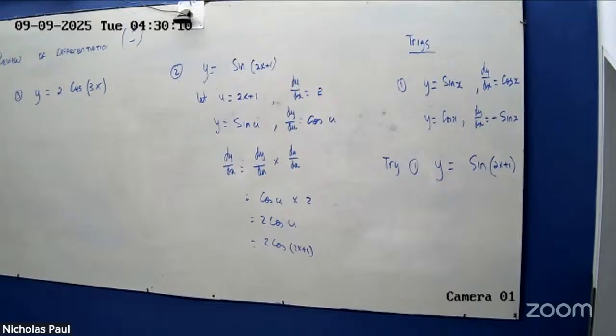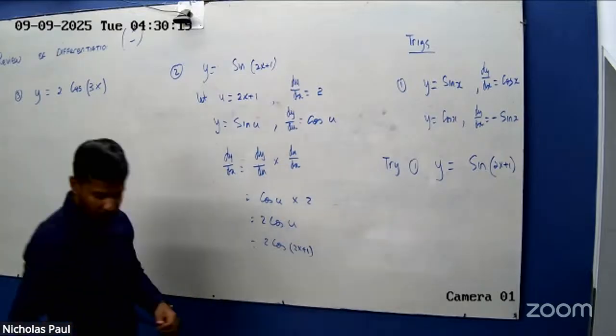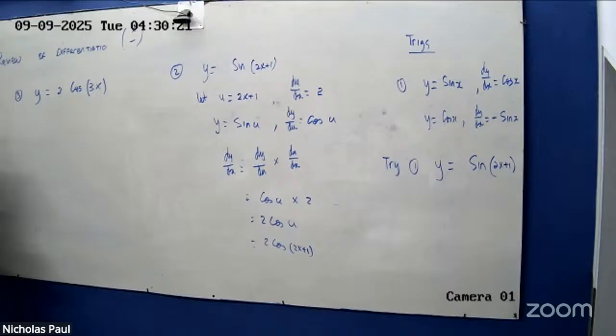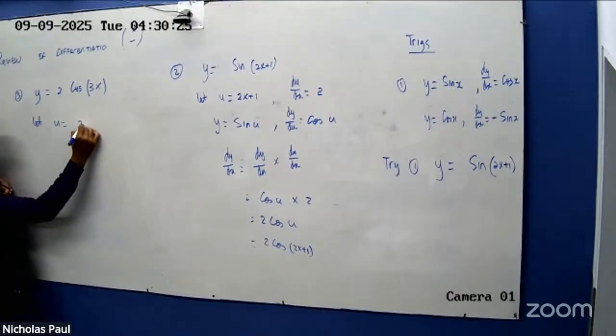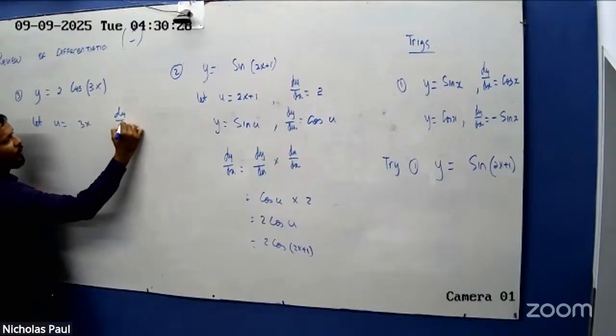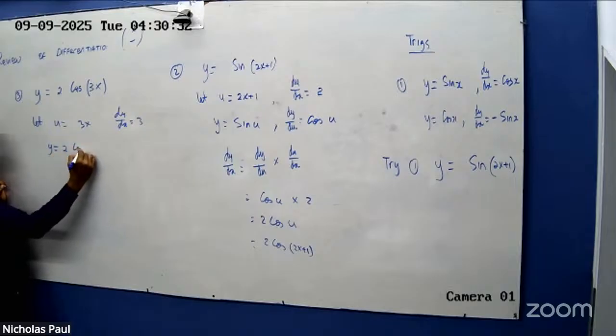All right, online, we get 4 responses so far, and then some more. Send the answer. Right, so we will let u equal to 3x. So du dx is 3. y is equal to 2 cos u.